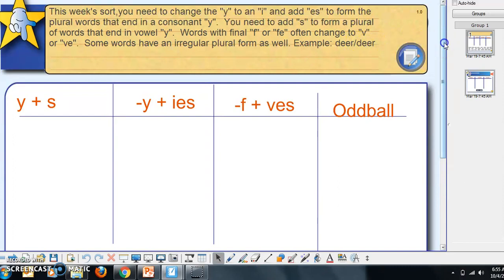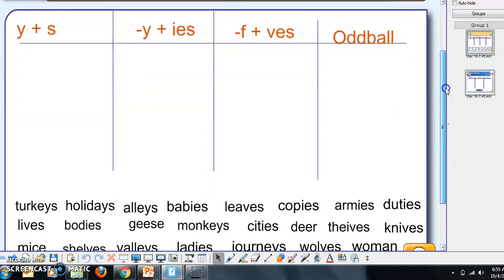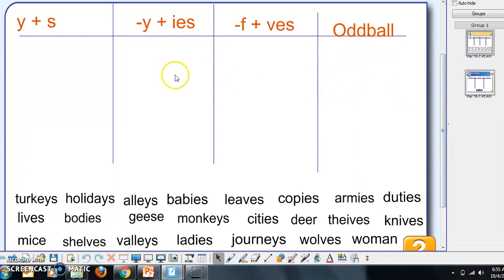So let's take a look at this week's headers. Words that end in Y plus S. Words where we take away the Y and add IES to form the plural word. Words where we subtract the letter F and add VES. And oddball words, such as the word deer. So let's begin.